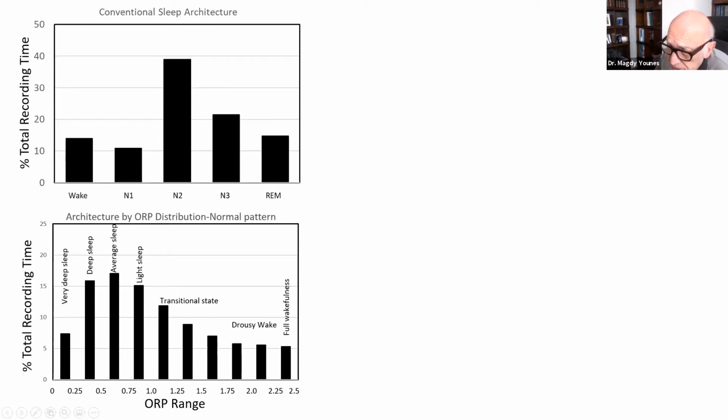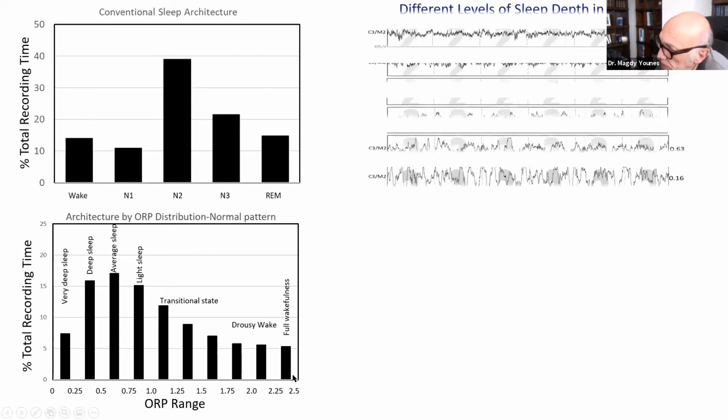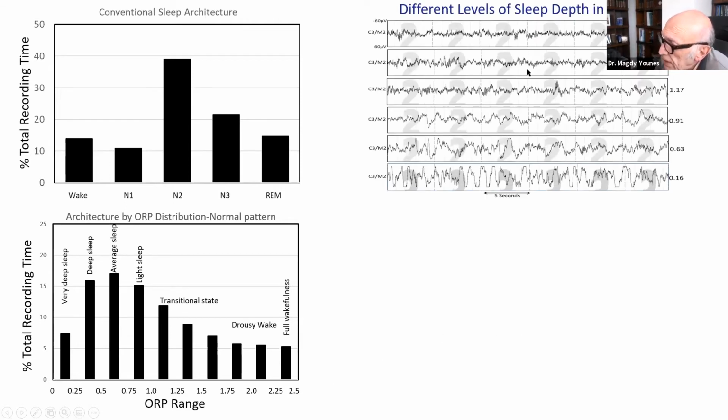The ORP is a continuous index of sleep depth that ranges from 0 to 2.5. Maybe I will show you some. These are six 30-second epochs. They're all scored stage 2, except the last one, scored stage 3. And you can see that in the top one, it's sort of hard to score it as non-REM or awake. There may be a spindle here or there, but it almost looks like awake.